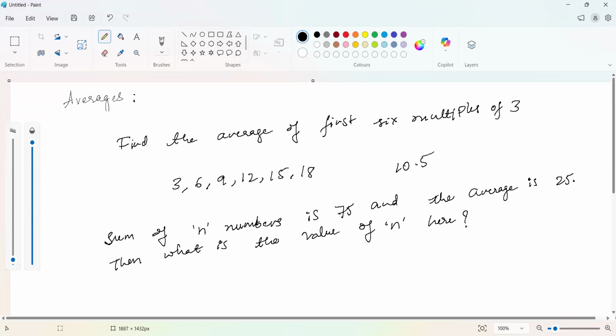We are getting 3. Yes, all of you are getting 3. Just take 75 by 25. You also got 3. Just divide 75 by 25. In the very first slide, I gave the formulas, right? So you have been given sum and you have been given average. You need to find the number of values or number of observations.